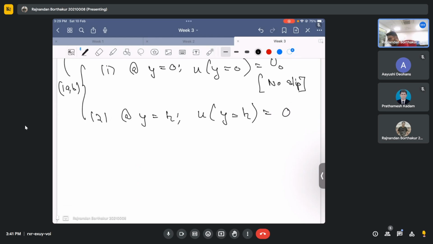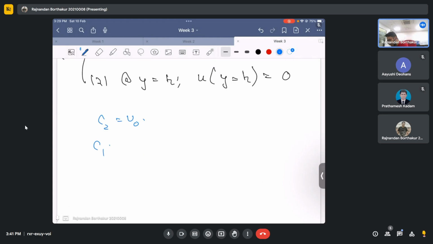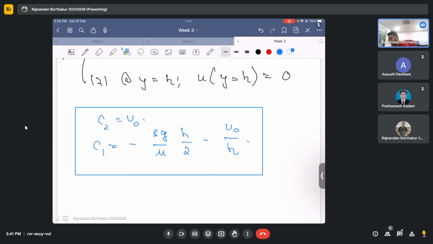We will see C2 to be equal to U naught, and C1 comes out to be minus rho g by mu times H by 2 minus U naught by H. Again, this is very simple and you can verify it at home or whenever you do. These are the two constants.